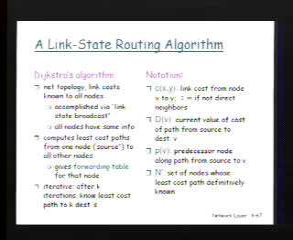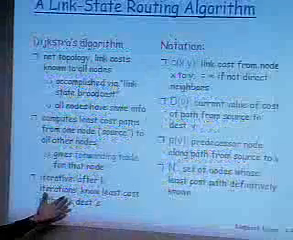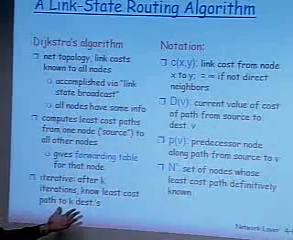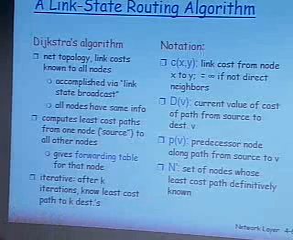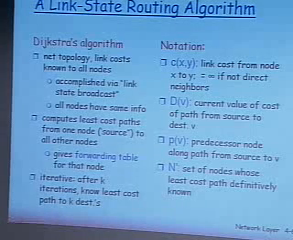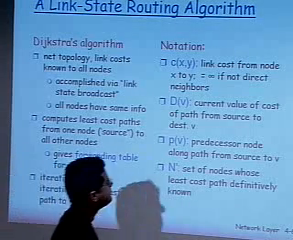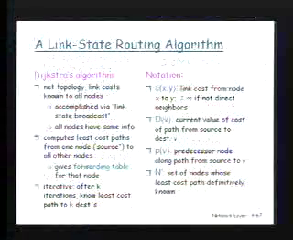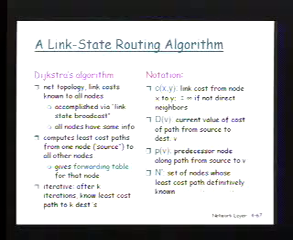So this algorithm is iterative. After k iterations, the algorithm is guaranteed to give you the least cost path to at least k destinations in the network. Another important property of this Dijkstra's algorithm we'll see shortly.